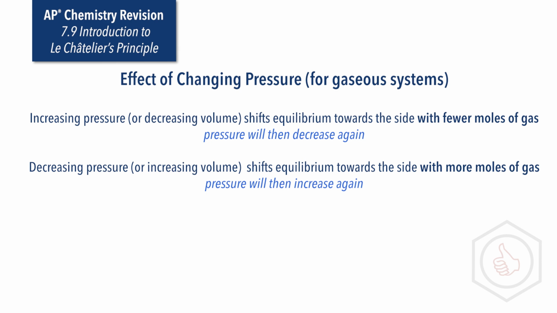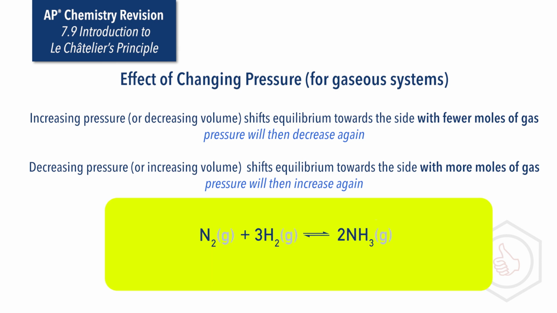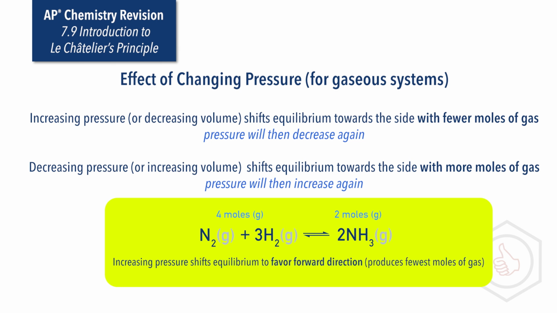For example, in the Haber process we've just looked at, there are 4 moles of gas on the left-hand side, the reactants, but 2 moles of gas on the right-hand side, the products. So if the pressure of the system is increased, the equilibrium position will shift to favour the direction that produces the fewest moles of gas. In this case, the forward direction, meaning the concentration of ammonia will increase slightly and the concentration of nitrogen and hydrogen will decrease slightly.